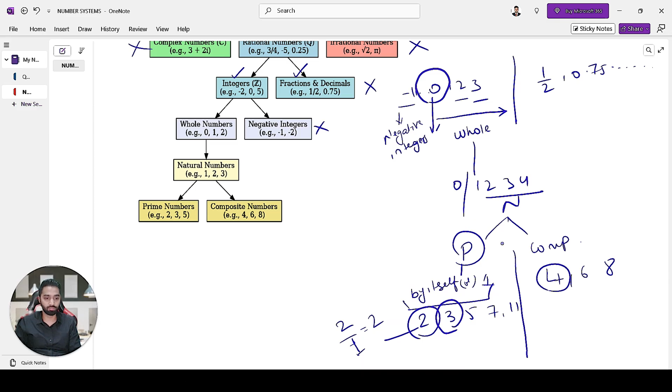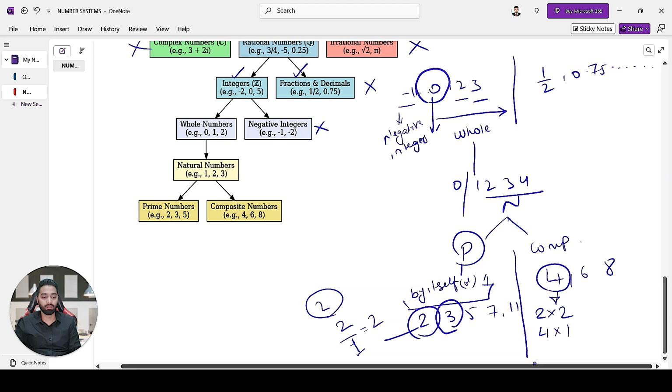You can divide 4 with 2, and basically prime numbers have a maximum of 2 factors. But here we have more than 2 factors. For an example, 4 can be written as 2 cross 2, 4 can be written as 4 cross 1, 4 can be written as 1 cross 4. So it is more than 2. See, it has more than 2 factors, which means these are composite numbers.